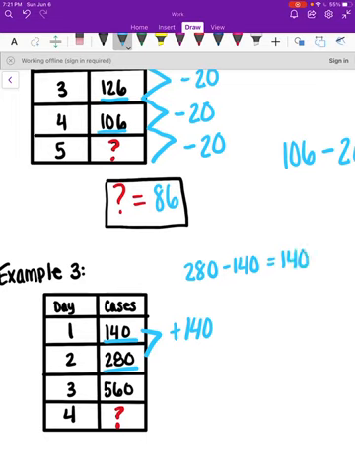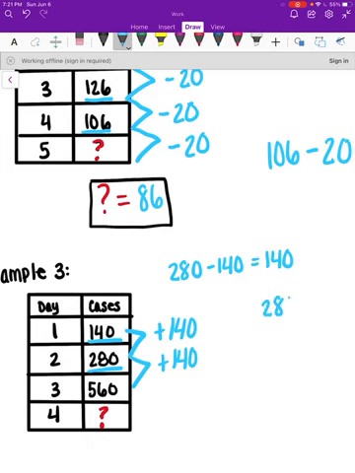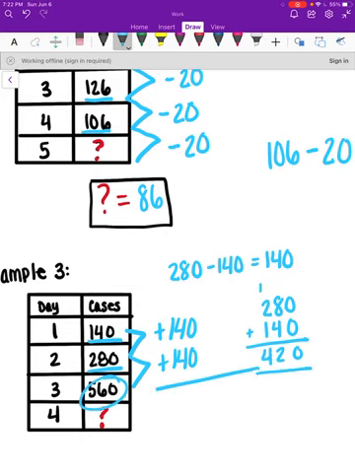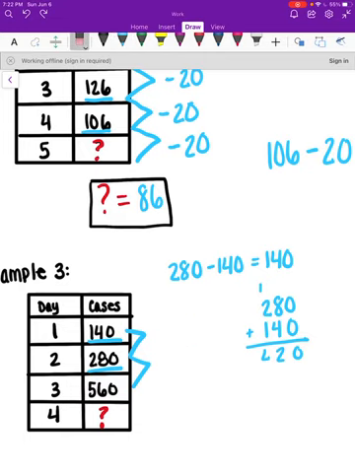But remember, it needs to work for every number after that. So does 280 plus 140 equal 560? It actually doesn't. 280 plus 140 equals 420, not 560. Those are not the same. So because those aren't the same, our pattern is wrong. We can't say that we're adding 140. So we've got to find a different pattern.